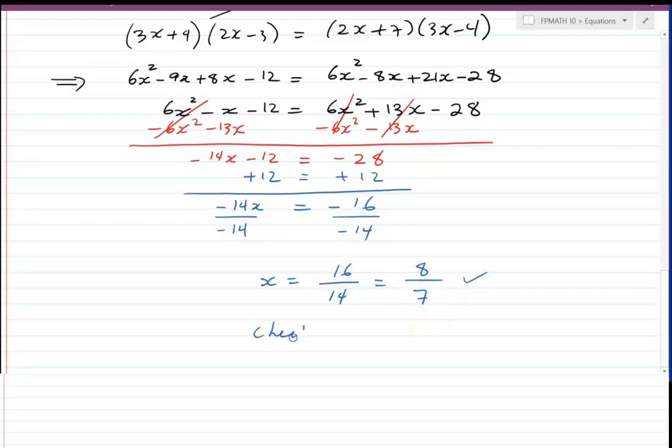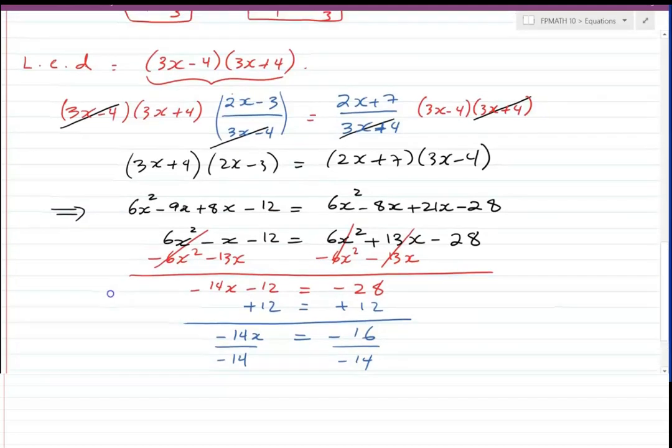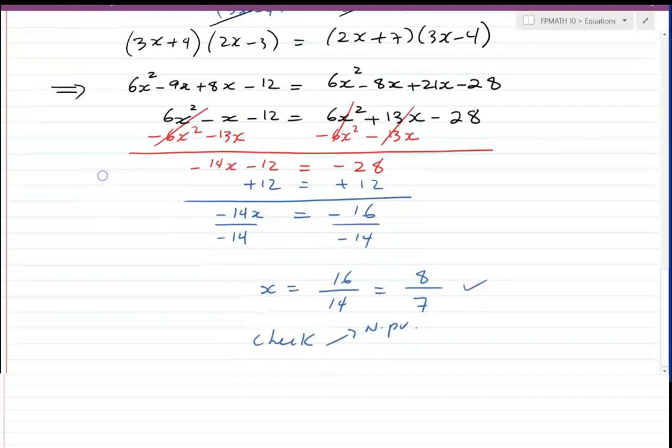Make sure you check against the NPVs. So we are good with that because the NPVs are negative 4/3 and positive 4/3, so that's okay. And then the regular routine: make sure that the right hand side is equal to the left hand side, or vice versa.